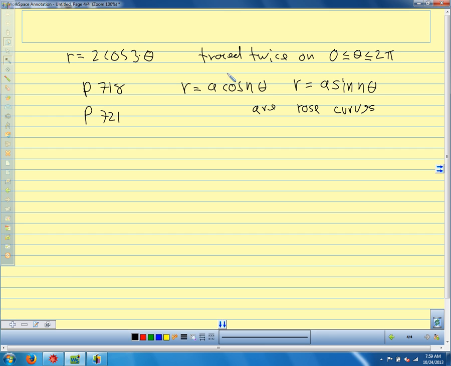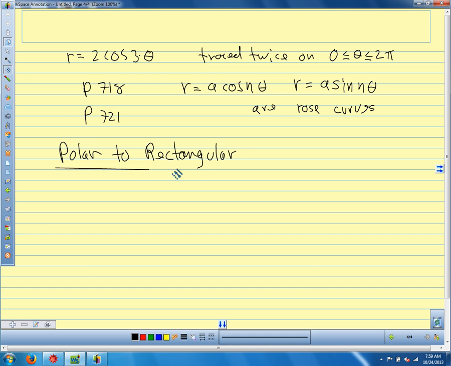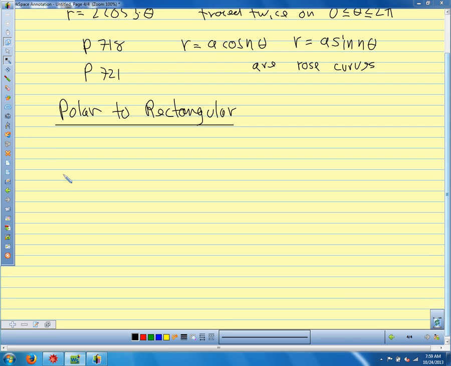So the last thing I want to do is practice converting from a polar equation to a rectangular equation. So we're going to go the opposite direction that we did before, polar to rectangular, just to practice with this process. The first one: r squared cosine theta sine theta equals 4. And we want to convert that to rectangular.